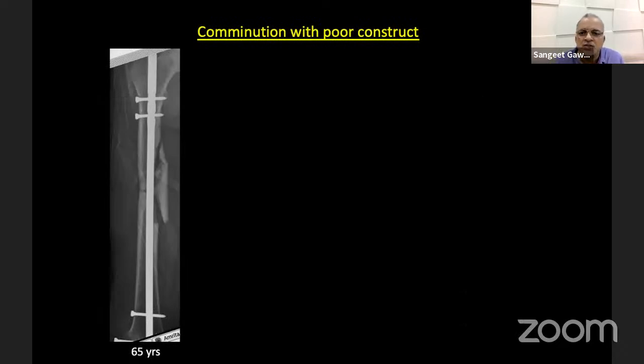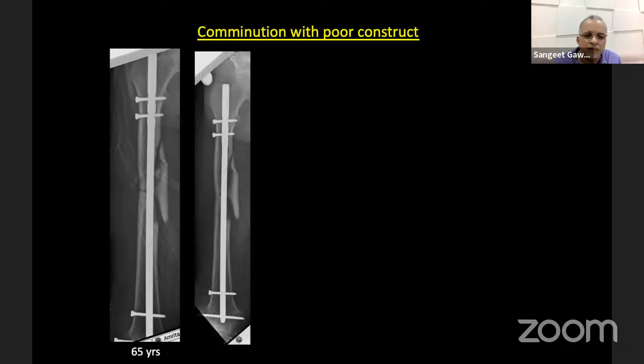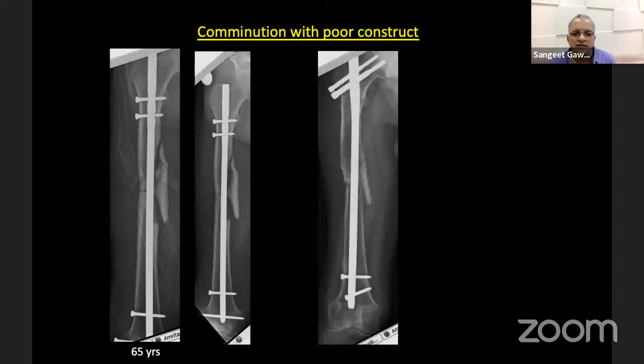Comminution in the presence of a poor construct. Here, you can see that the size of the nail is very thin. The butterfly has aligned. It is separated. It is not flipped. But with the same treatment, look at the butterfly, how it behaves. And that is how, even after doing an exchange closed nailing, that butterfly failed to heal.